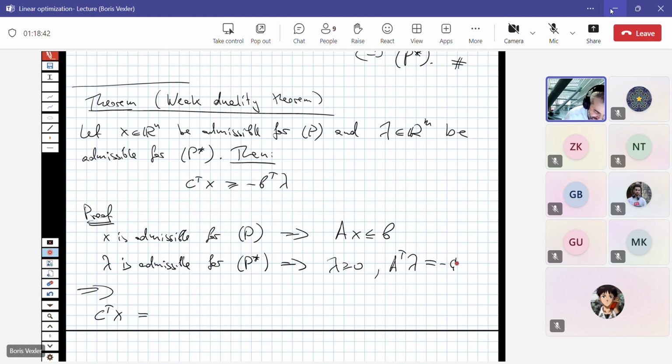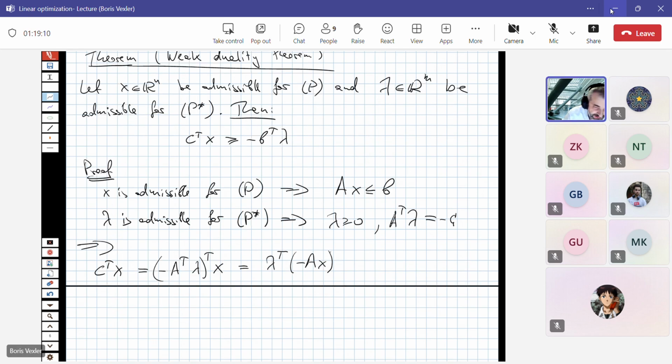that lambda is admissible here, and therefore they can express minus C in this way. And this means C is minus A transpose lambda. Therefore, they have here minus A transpose lambda transposed X. What's that? This is lambda transposed times minus AX.